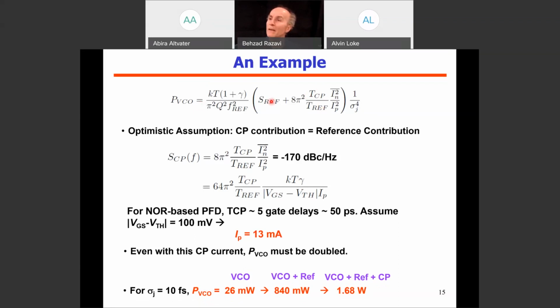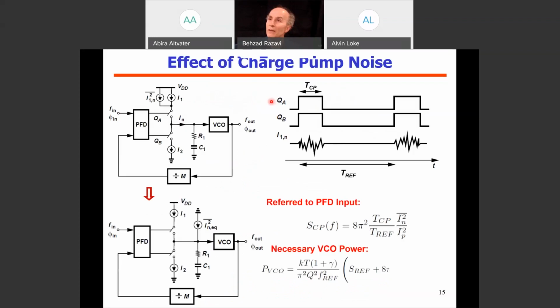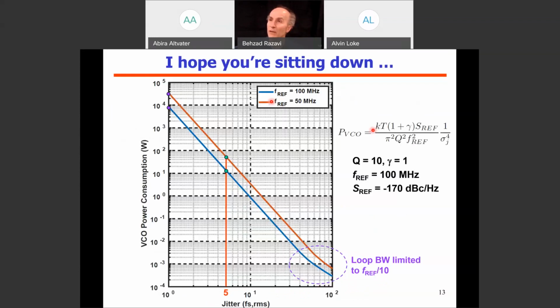So the result that I obtained before, which is more general, applies to all PLLs. It doesn't matter what type of PLL we have. Of course, in digital PLLs, we now have other contributions by the TDC and by the quantization noise of the VCO, etc. But this is the bare minimum power that we would need, regardless of the type of PLL. Got it.